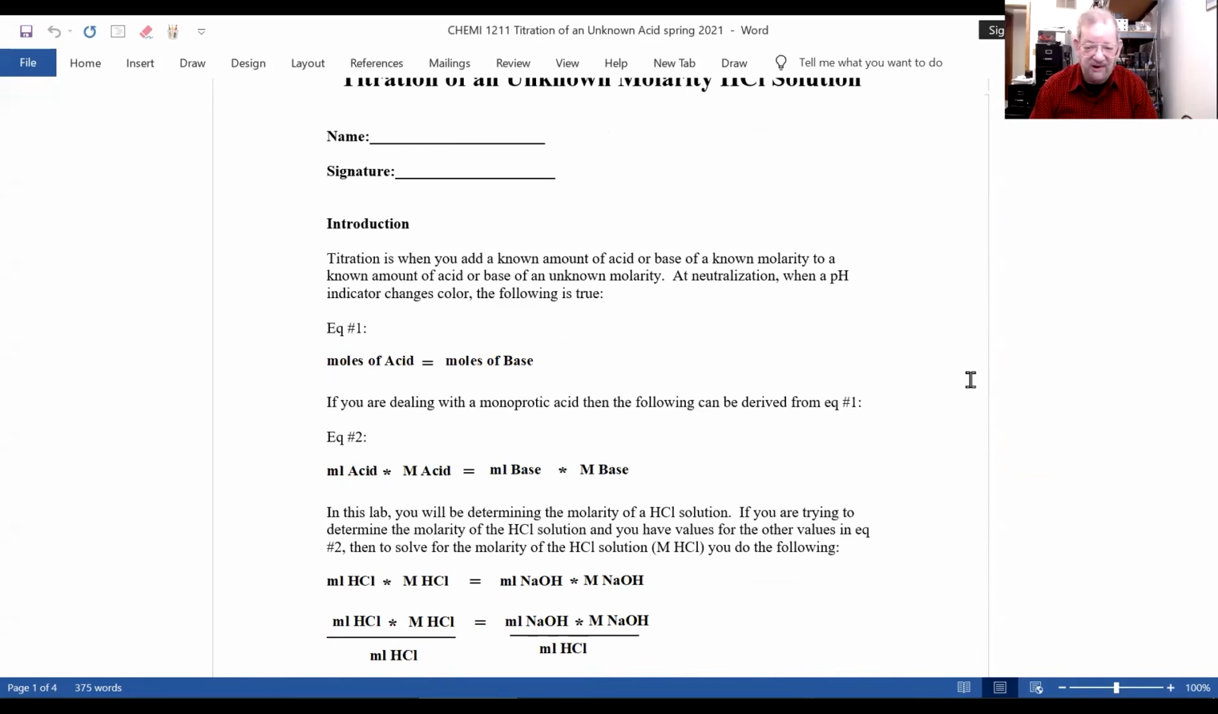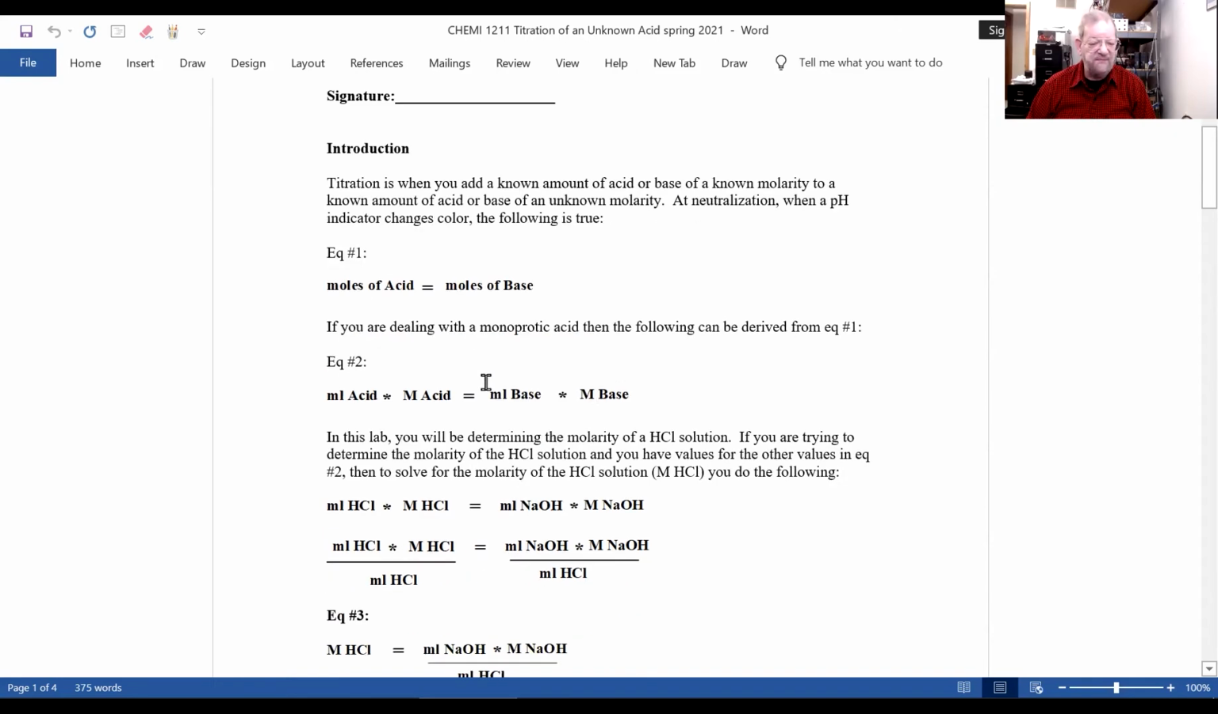All right, so today's lab, titration is when you add a known amount of an acid or base of a known molarity to a known amount of an acid or base of an unknown molarity. So if you start with an acid you don't know, you're going to titrate it with a base you do know the molarity. And if you look at the lab, I tried to help you out. First of all, equation one, when at neutralization, that's when the pH indicator changes color, the following is true. Moles of acid equals moles of base.